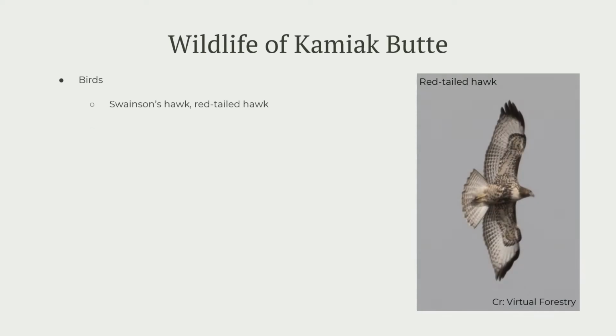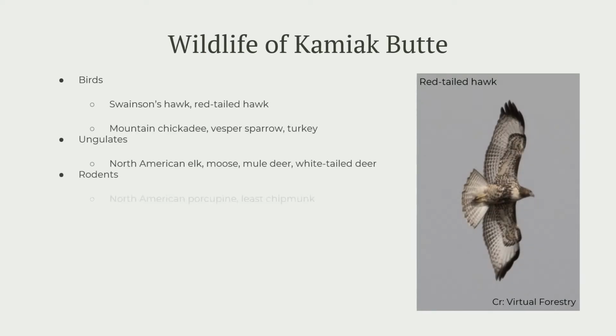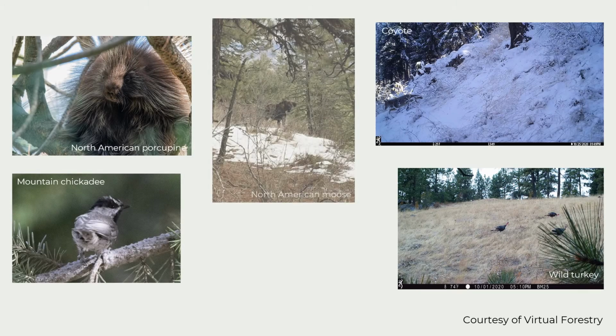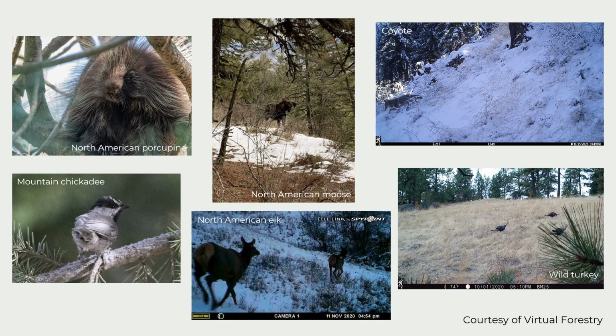A variety of wildlife inhabit the slopes of Kamiak Butte, including birds, ungulates, rodents, and canines. These wildlife interact with each other and the environment to create a unique ecosystem within the Palouse. In order to better understand these interactions, wildlife cameras were established on each aspect of Kamiak Butte. Ungulates, such as deer, moose, and elk, have been documented to walk about the slopes of Kamiak Butte in search of food or a mate.